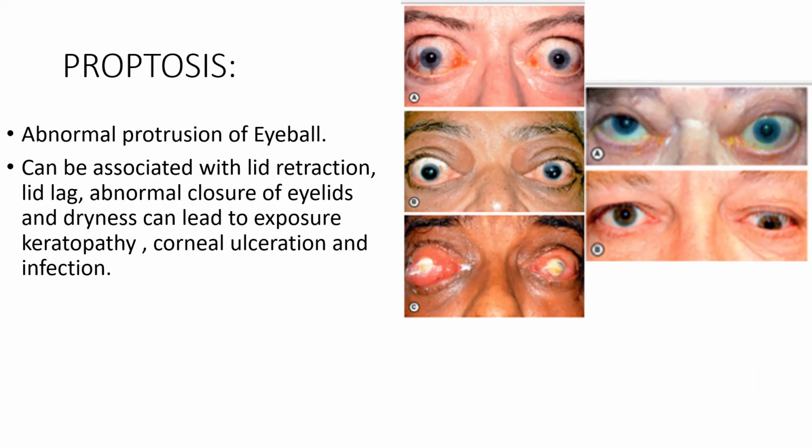Then there is proptosis. There is abnormal protrusion of the eyeball in thyroid eye disease. It can be associated with lid retraction, lid lag, abnormal closure of eyelids, and dryness. It can lead to exposure keratopathy, corneal ulceration, and infection. Here you can see there is lid retraction and proptosis. Later there is an exposure keratopathy leading to bacterial keratitis.